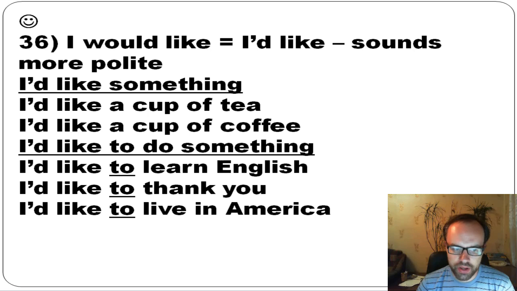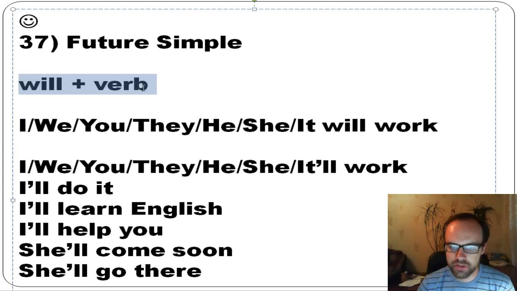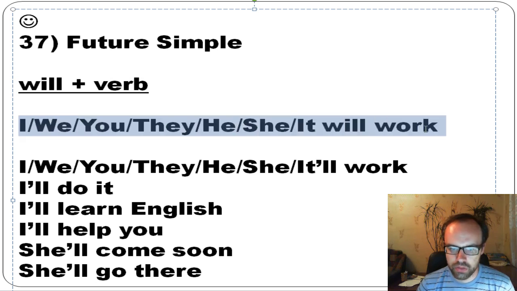Well, let's talk about future simple, the next tense. You know, it's very easy to say something in future simple. Really, it's very easy to form this tense. So how do we form it? Will plus verb, yeah? For I, we, you, they, he, she, it. So we use will and a verb. Look, I will work, we will work, you will work, they will work, he will work, she will work, it will work.